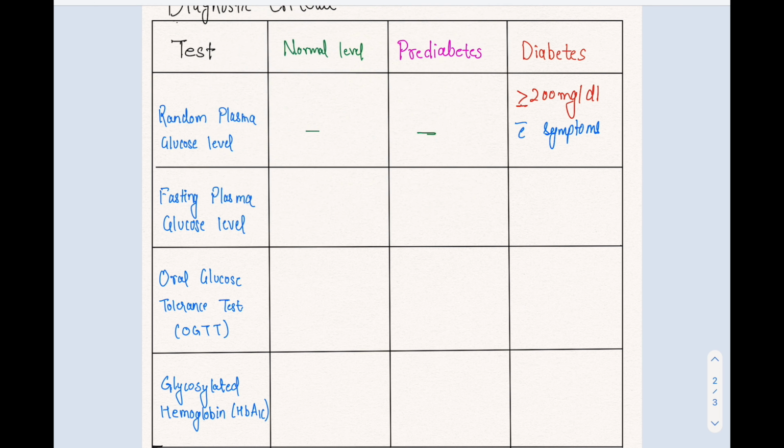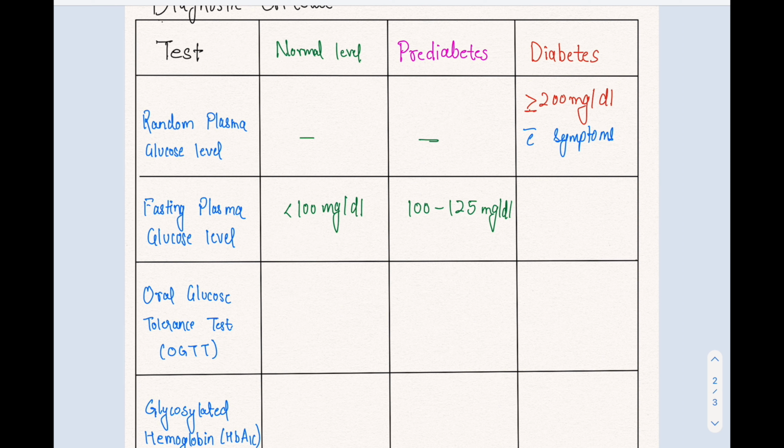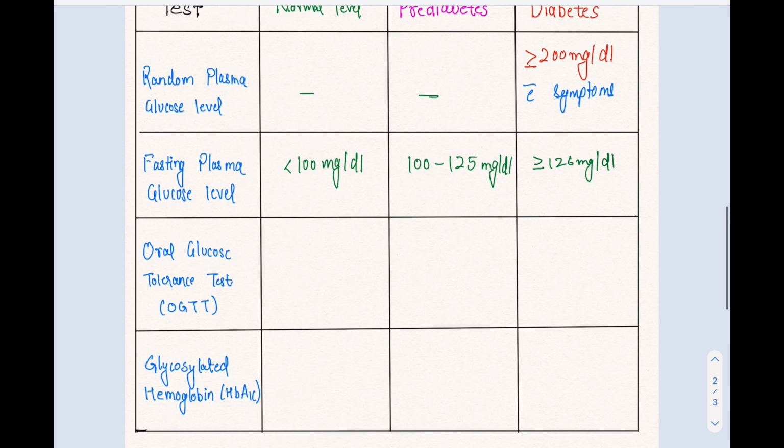Now, for the fasting plasma glucose level, this is the test in which the glucose level is detected after 8 hours of fast that we call an overnight fast. So the normal level will be less than 100 milligram per deciliter. The pre-diabetic level will be 100 to 125 milligram per deciliter, and the diabetic level will be more than or equal to 126 milligram per deciliter.